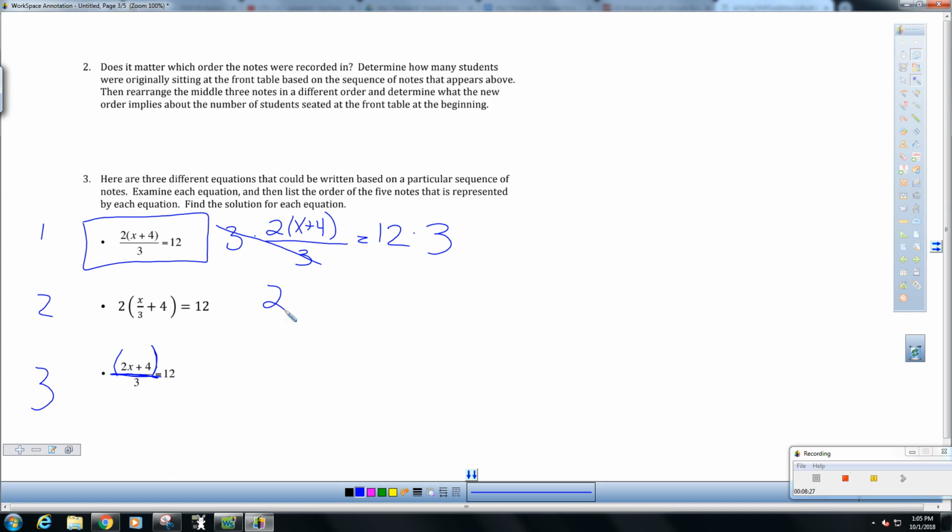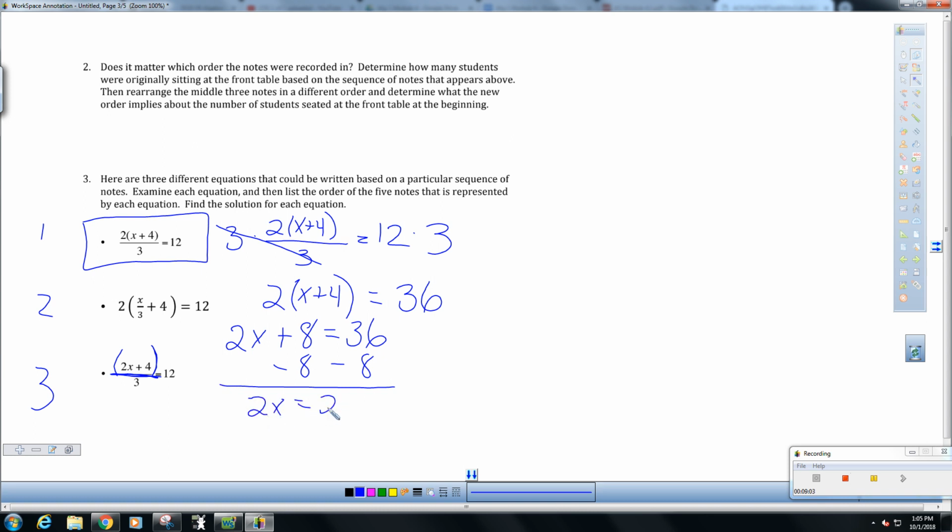So that leaves us with 1 times 2x plus 4 equals 36. Now, this next step is completely up to you. Some of you want to distribute. That's fine. You can distribute. Some of you want to divide by 2. That's fine too. You can divide by 2. I'll go ahead and distribute, because that gets me into an equation that I'm really comfortable solving. Subtract 8 from both sides. Divide each side by 2. And for the first one, you get x equals 14.